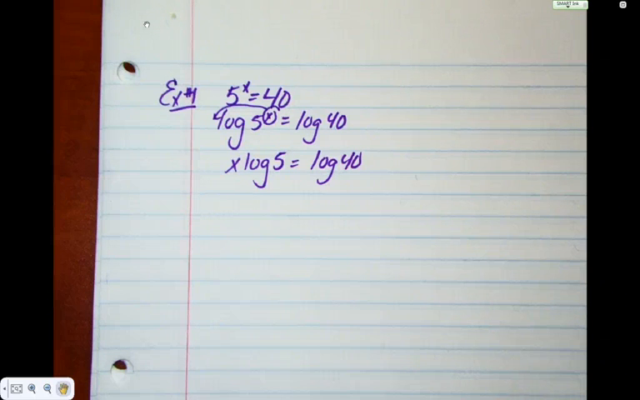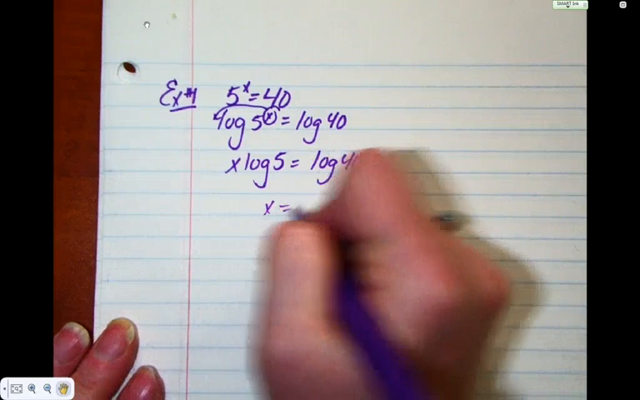Isolate x, so how do I get x by itself? Divide by log 5.